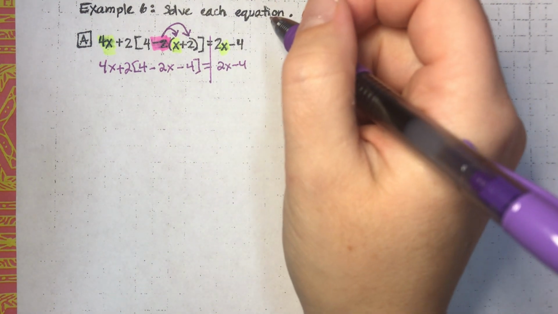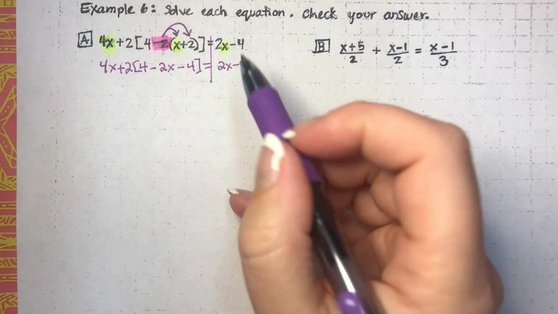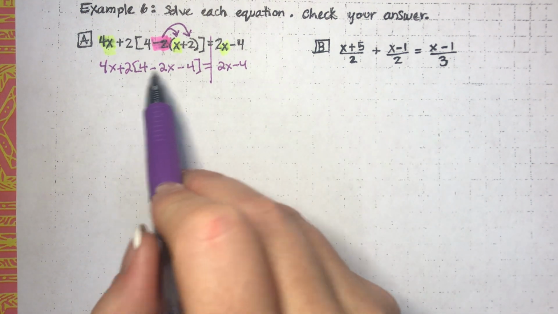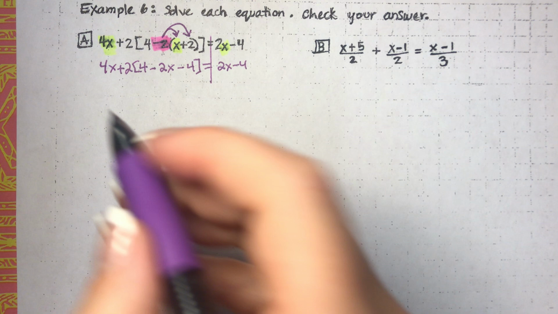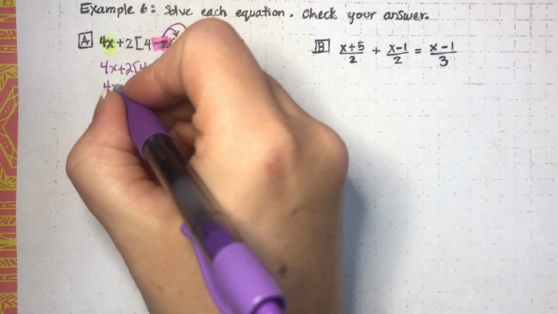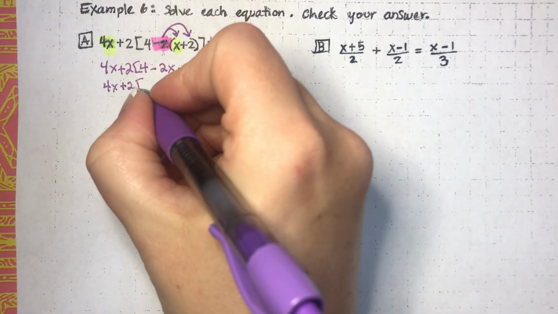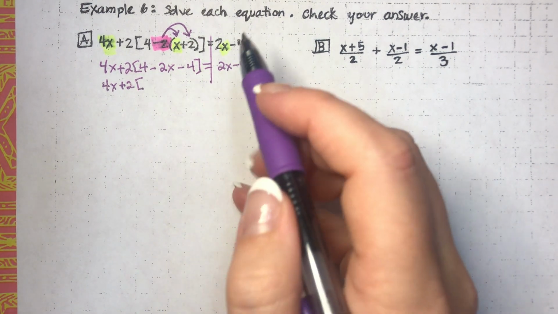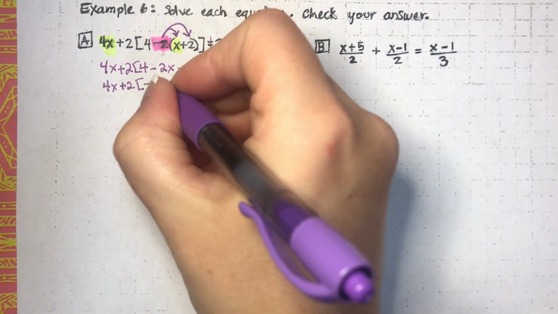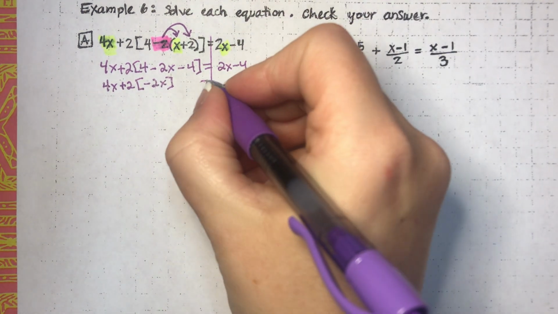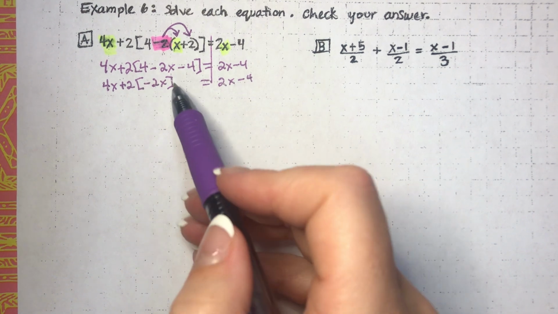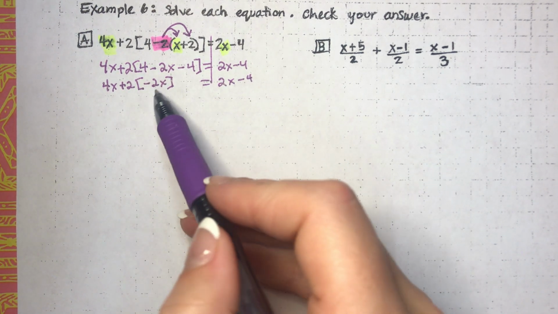Okay, then what do we do? We're going to simplify inside the parentheses. So I'm going to rewrite this 4x plus 2. What do we have? 4 minus 4 ends up being 0. So we end up with just negative 2x equals 2x minus 4. And those brackets are just the same thing as parentheses. So this just means 2 times negative 2x.